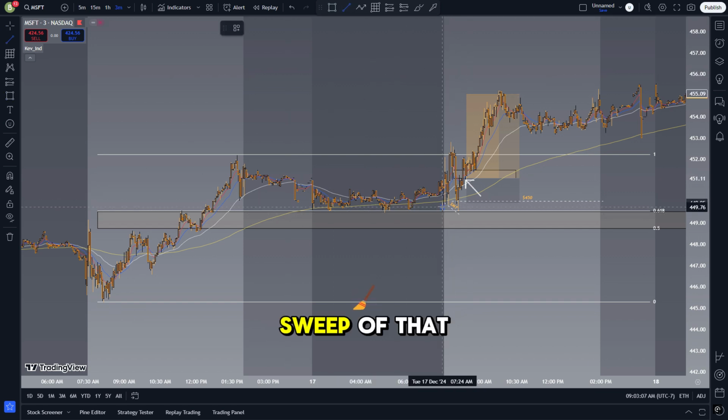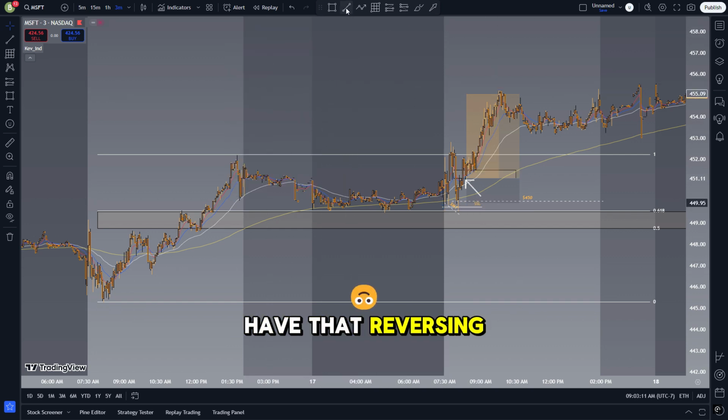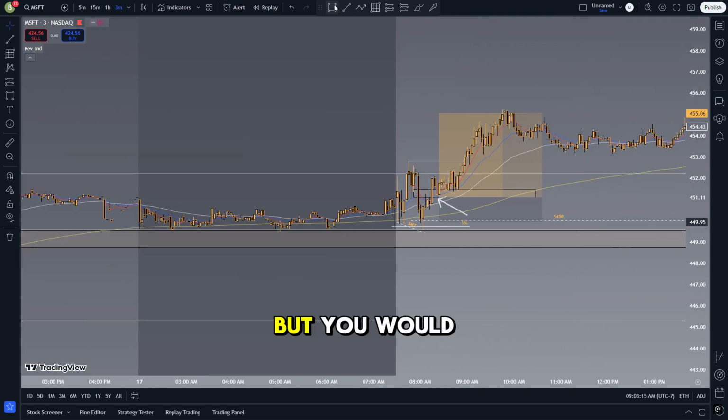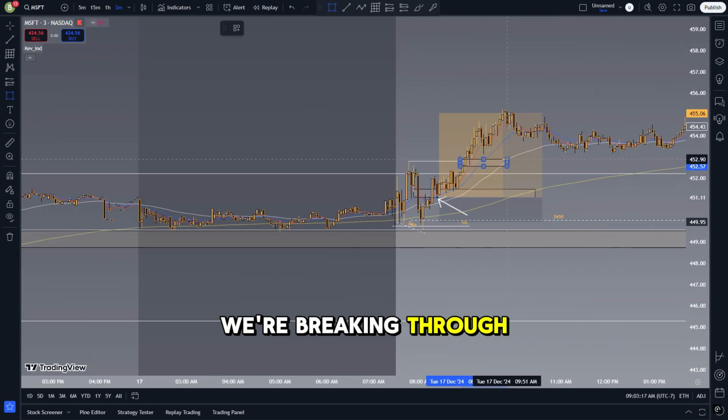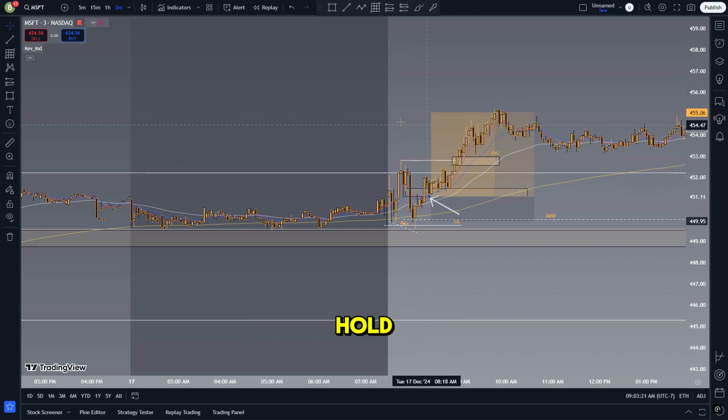SMT, sweep of that sell side liquidity, then we obviously have that reversing trade. You would chase it to the previous buy side liquidity, but you would see that we're breaking through with a fair value gap, so this is where you would be allowed to hold for even more.